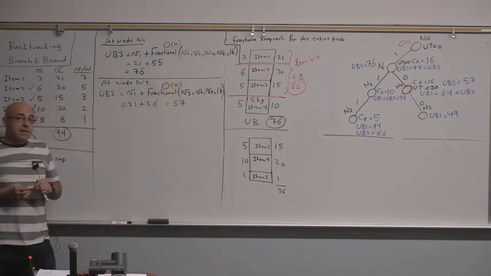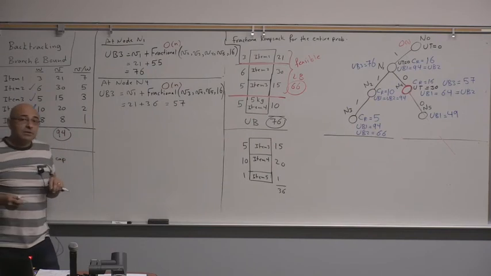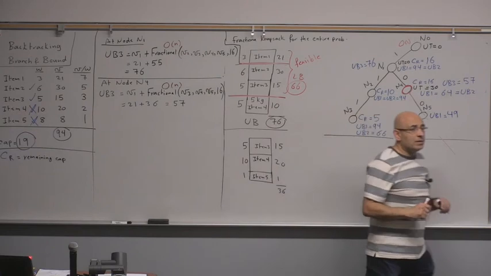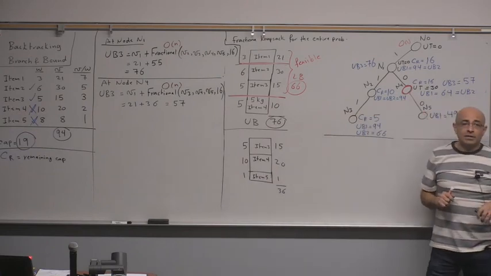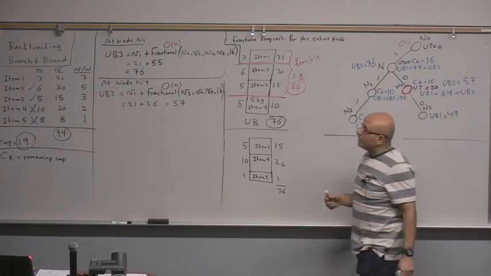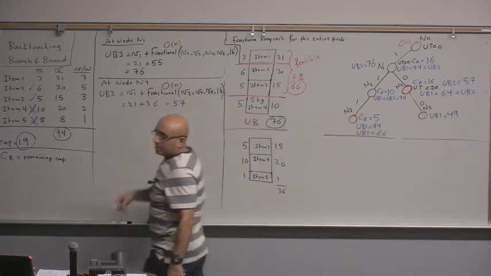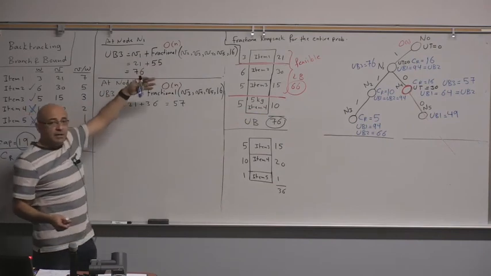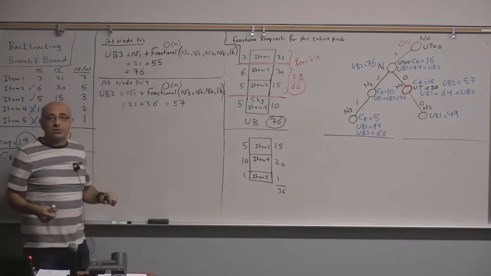So now we will be spending O(n) time at each node. Comparing this with upper bound 1, which can be computed in O(1) time, right? This is O(n) time. So why would we use an upper bound technique that takes O(n) at each node?